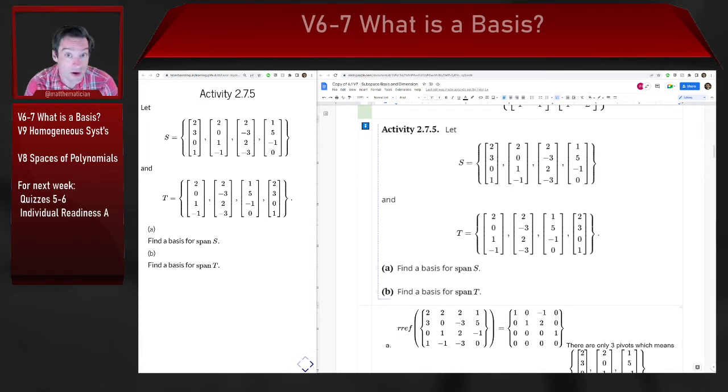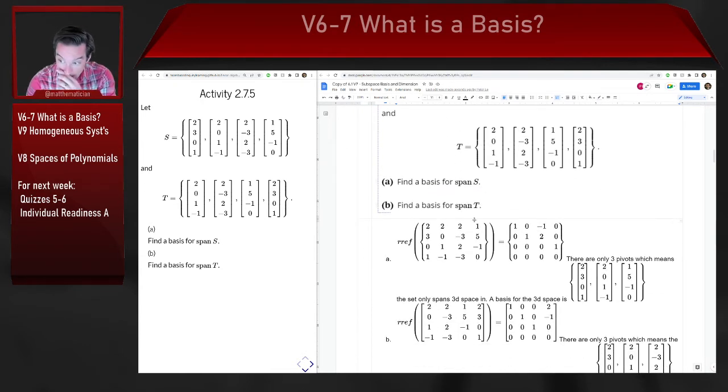Should it matter if I order my vectors a different way? Am I going to get a different answer for a basis? And so when you do these calculations, when you do it the first way with the vectors ordered in the way that they're ordered in the set S up here, you find that the third column is missing a pivot. And so you end up throwing away the third column, and the third column is (1, 5, -1, 0). Right?